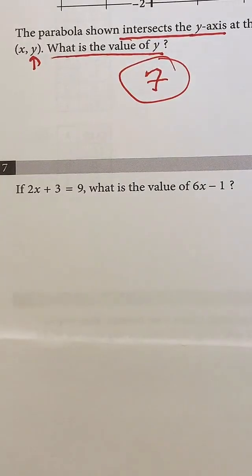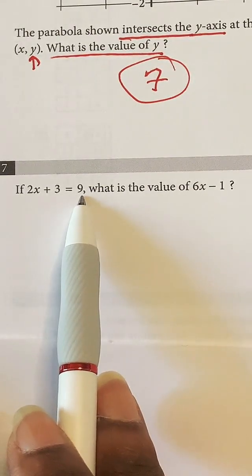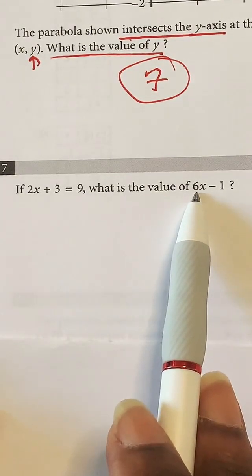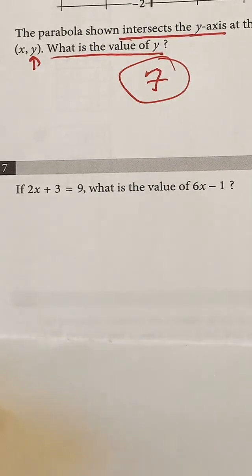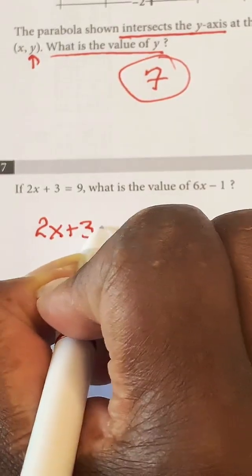All right, let's take a pause. Let's see what we got here. Now, we have 2x plus 3 equals 9, and they ask, what is the value of 6x minus 1? So first thing, what is x? We need to find what x is. So we have 2x plus 3 is equal to 9.